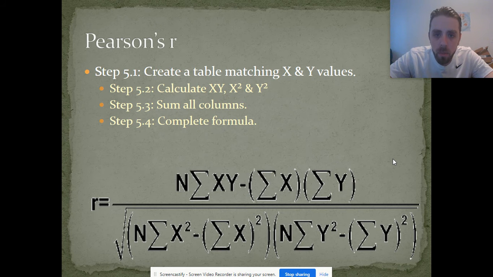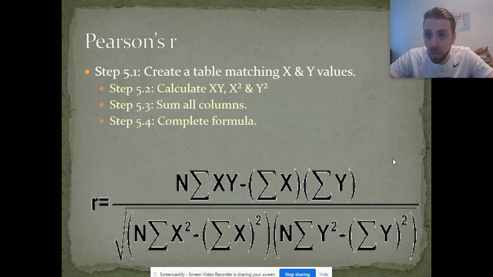Finally, sum all those columns and complete the formula, where r equals n times the summation of XY minus the summation of X times the summation of Y. Pay very careful attention to your order of operations here. Divided by the square root of n times the summation of X squared minus the summation of X, pardon me, squared, times n times the summation of Y squared minus the summation of Y, squared.